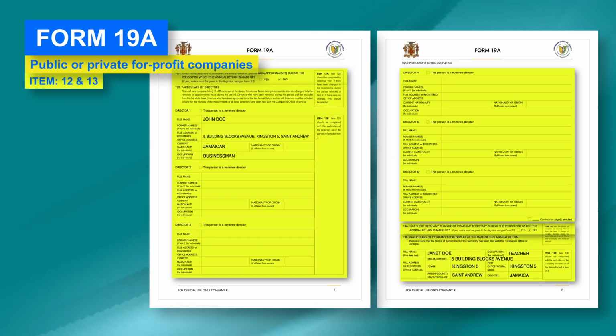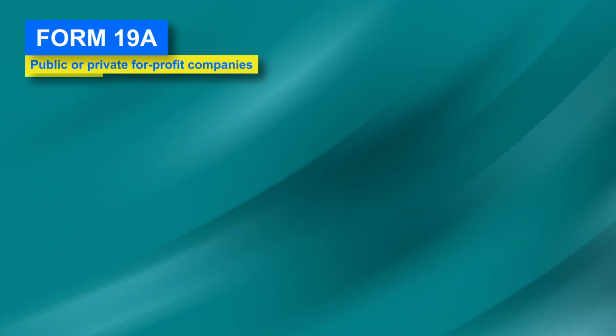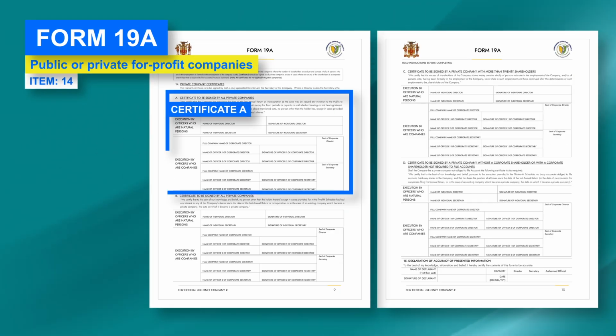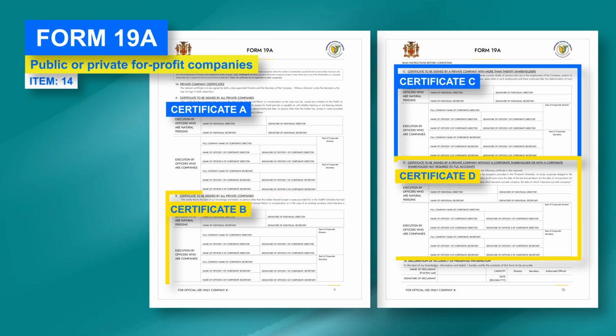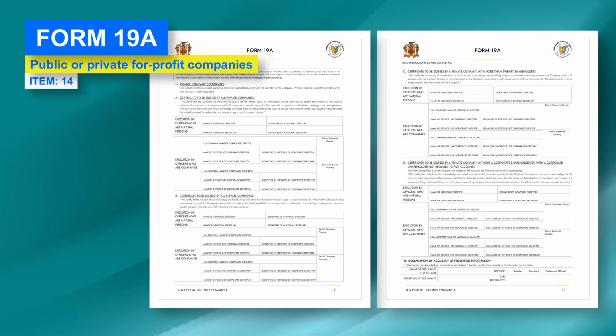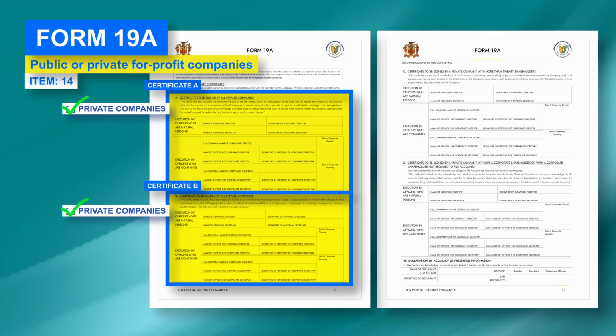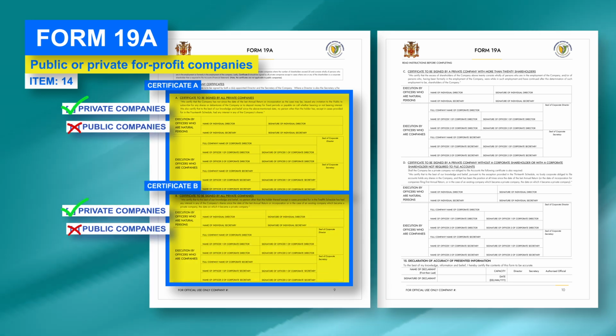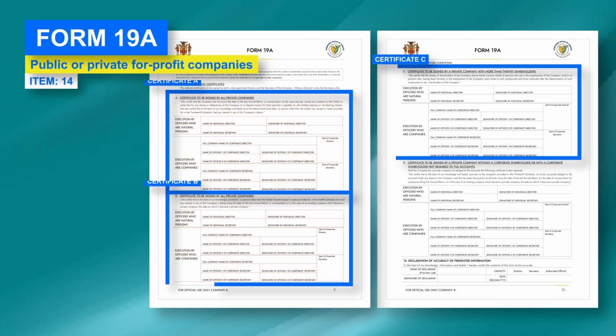At the end of the annual return form, there are 4 certificates that must be signed by one of your company's directors and the company secretary. Only the certificates that apply to your company must be signed. Certificates A and B must be signed by all private companies and must not be signed by public companies.